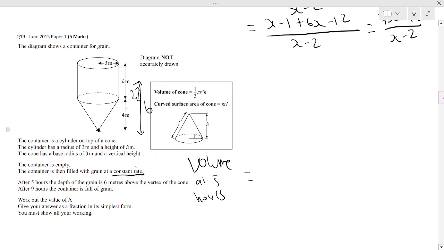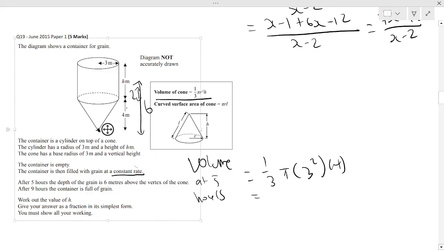Well, the whole cone, first of all, is going to get filled up, right? The volume of the cone is given here as a third pi r squared. Now r is 3, so it's going to be 3 squared times h. So the height of the cone is 4. But that's not the whole thing, that's the height of the cone. It's also filled up 2 heights of the cylinder, right? Because it's got up to 6 there.